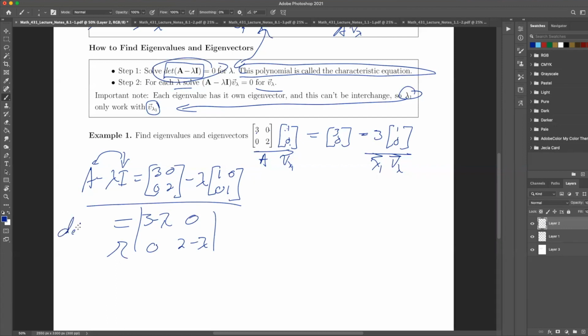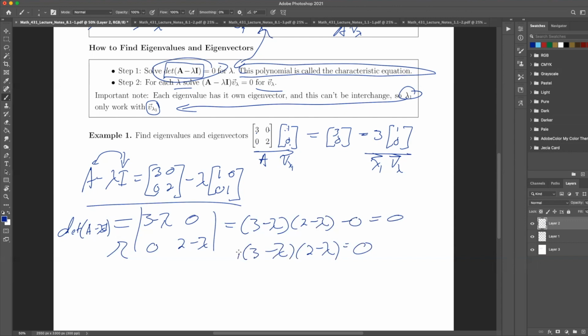You say the determinant of A minus lambda I is equal to this, and then we find this determinant. Well, here, if I compute this, I'm going to have 3 minus lambda times 2 minus lambda minus 0 times 0. So this will be minus 0, equal to 0. So I have 3 minus lambda times 2 minus lambda equal to 0. Okay.